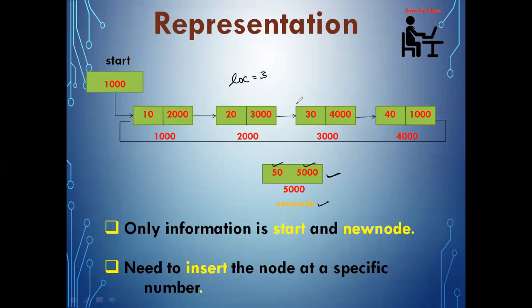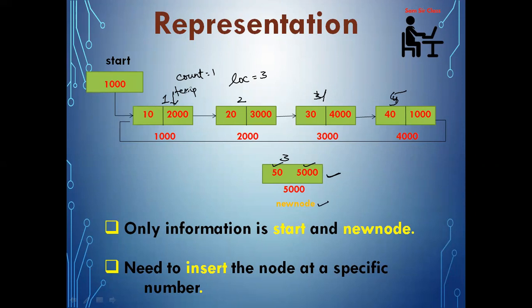Clear? Suppose I need to insert at location number 3. We are considering the nodes as 1, 2, 3 and 4. So if I want to insert at location number 3, it means this new node needs to be inserted in between 2 and 3, so that this will become 3, this will become 4 and this will become 5. So I need to initialize one counter variable to 1. I'll give the address or value of start to temp.